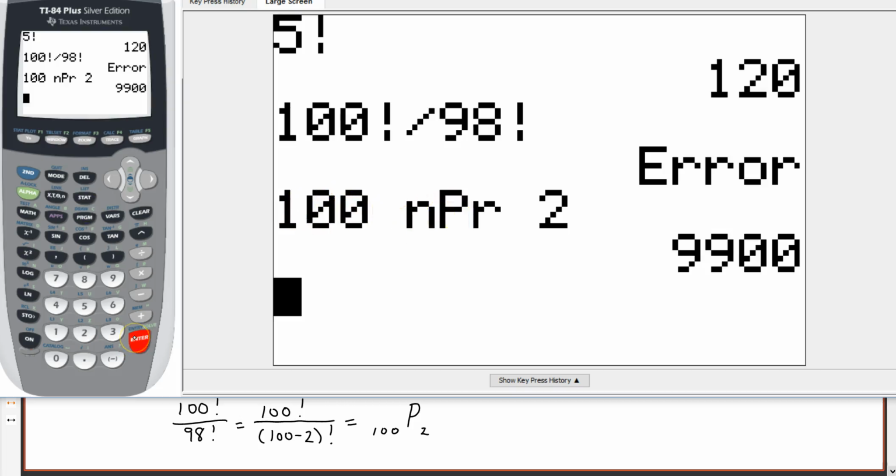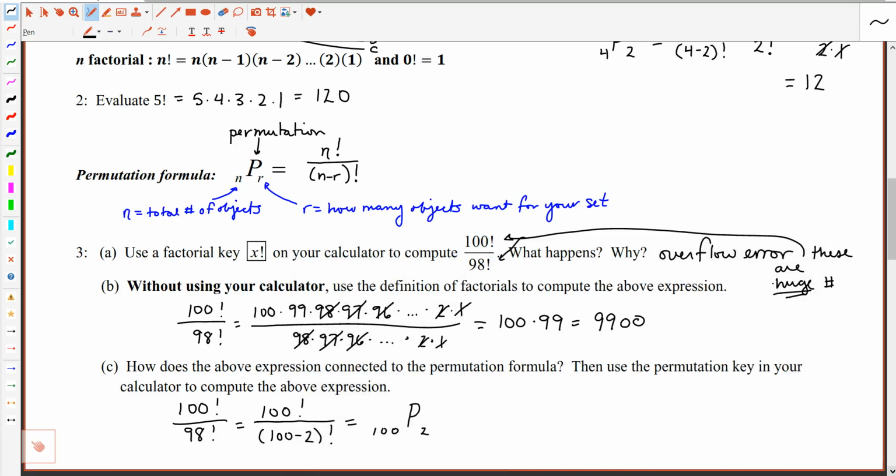So if I go ahead and hit enter, at this point in time, now the calculator can see a little bit better about what's going on, and it knows how to do the simplifying to pull your final answer. So in this case then, in my calculator, it gave me my 9900.